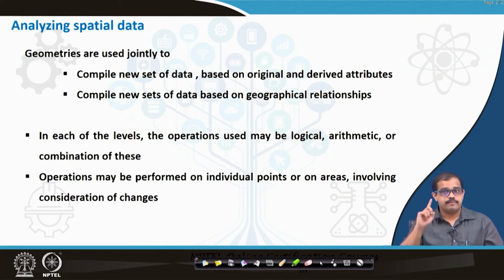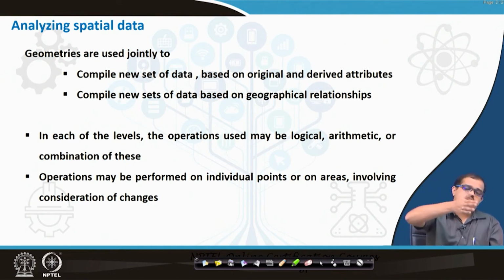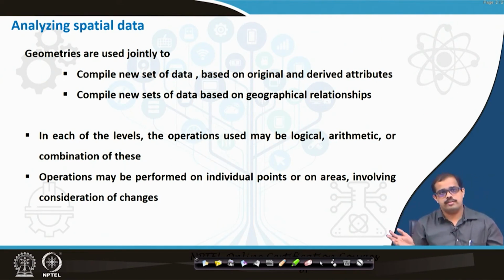Please understand this. I am speaking about both relationships and attributes. So, geometries can be used to compile or create both attributes, compiling a new set of data based on geographic location. So, geometry forms a very basic part of processing of your data. In each of these levels, the operations used may be logical, arithmetic or combinations. It can be a logical operation, arithmetic operation or a statistical operation, or you can combine all of these; that is dependent on the user and what kind of analysis he is trying to do. So, operations may be performed on individual points or on areas, considering the changes.